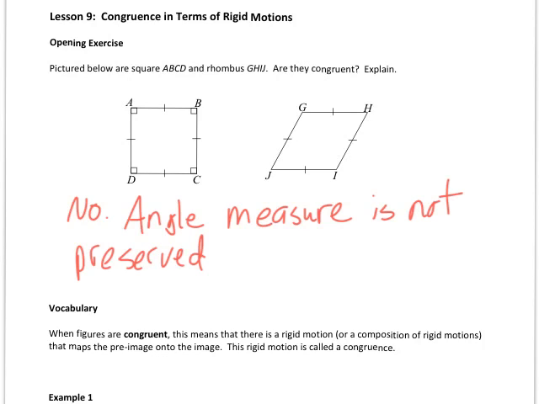So here's a definition of congruence. When figures are congruent, this means that there is a rigid motion, or a composition of rigid motions, that maps the pre-image onto the image. And that rigid motion is called a congruence. Again, if you look up here, I cannot reflect or rotate or translate the square and have it completely mapped to the rhombus. So that's why they are not congruent.